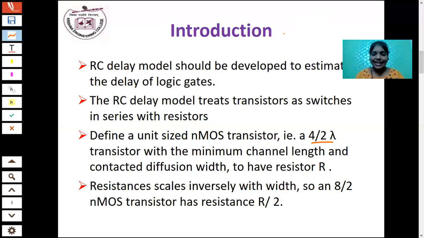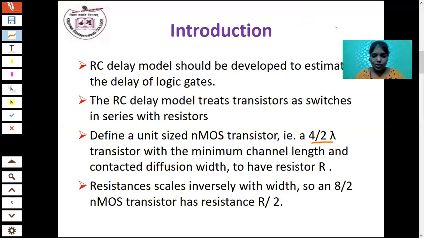Generally the resistance value is inversely proportional to the width and the capacitance value is directly proportional to the width. This is a very important point. The resistance value is inversely proportional to the width. The capacitance value is directly proportional to the width.